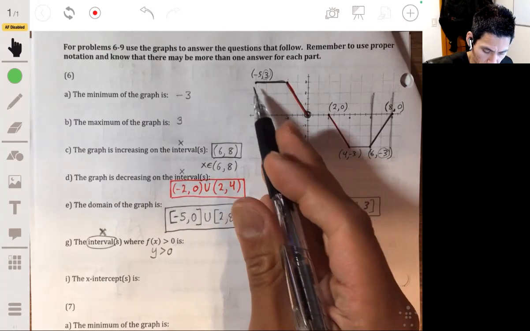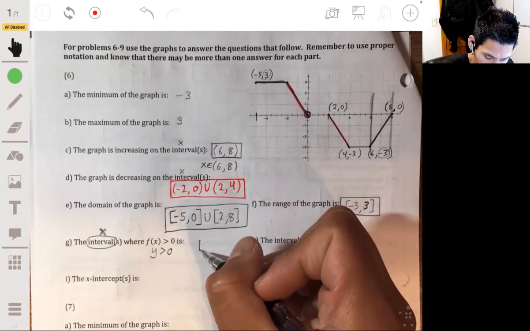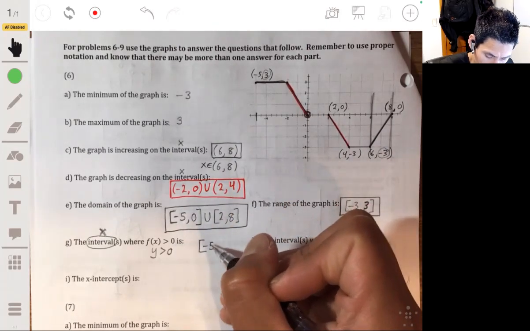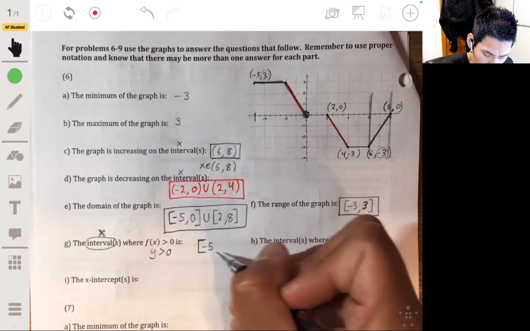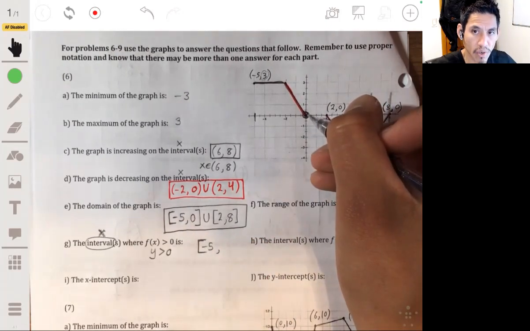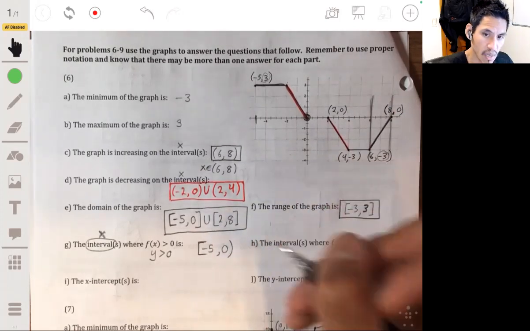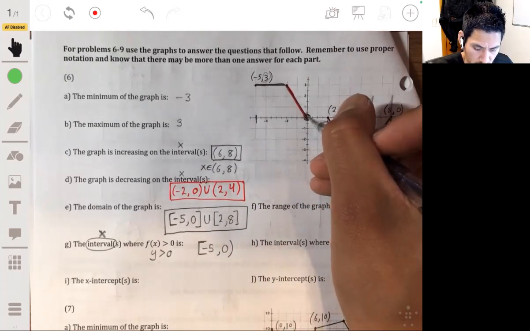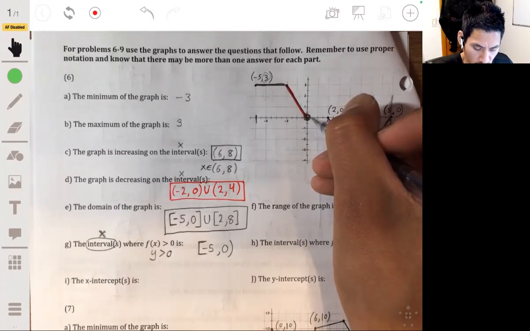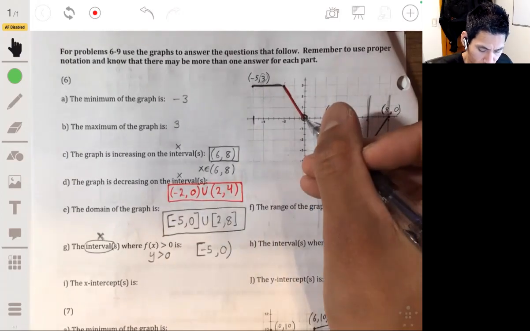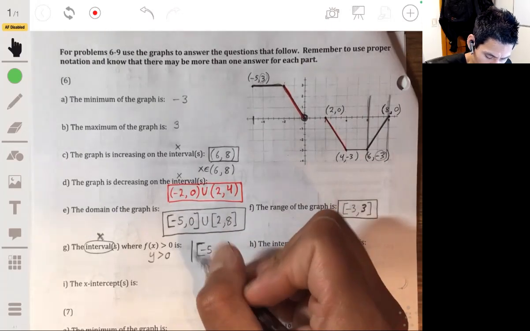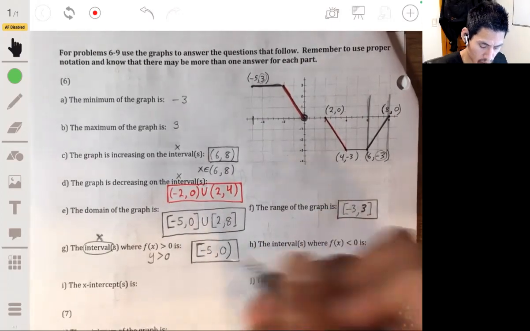So we're going to go from -5 in brackets, comma, 0. But we're going to put the 0 in parentheses, because it's equal to 0 at 0, but the question says greater than 0. So we're not going to include the 0. We put parentheses around the 0 there.